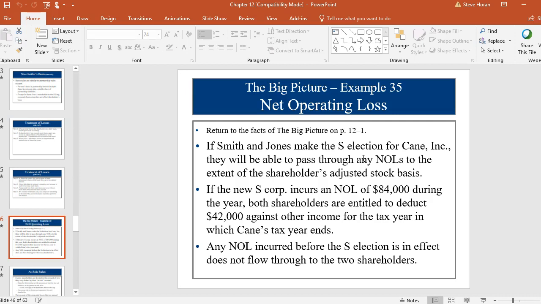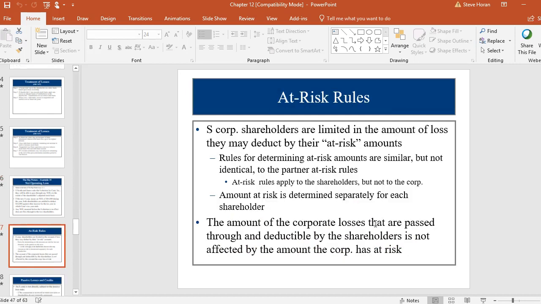So coming back to the big picture, Smith and Jones make the S election for Kane. They will be able to pass through any NOLs to the extent of the shareholders' adjusted stock basis. If the new S Corp incurs an NOL of $84,000 during the year, both can deduct $42,000 against other income for the year in which Kane's tax year ends. Any NOL incurred before S election is in effect does not flow through to the shareholders because it just can't. It has to stay at the C Corp.